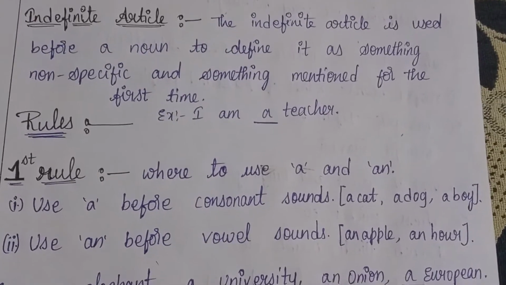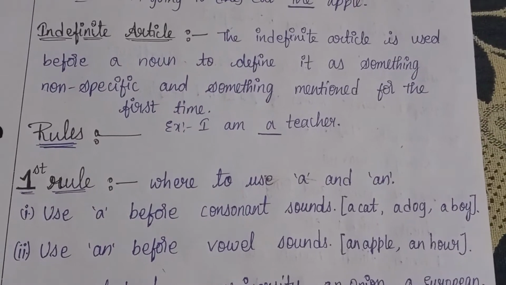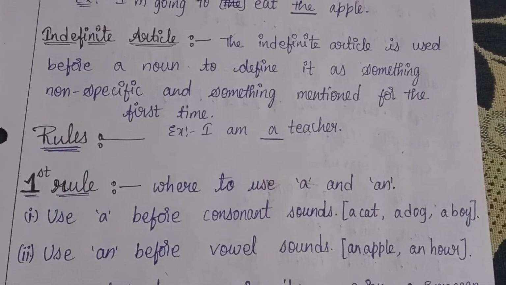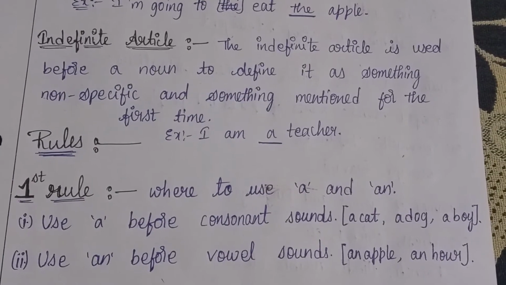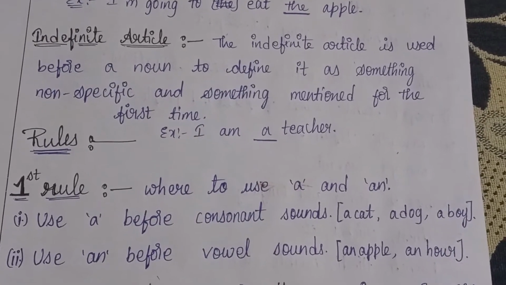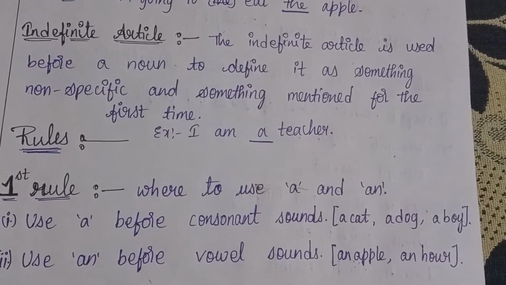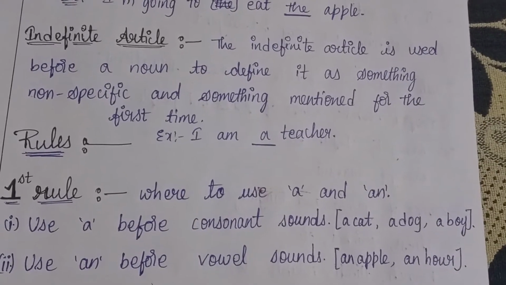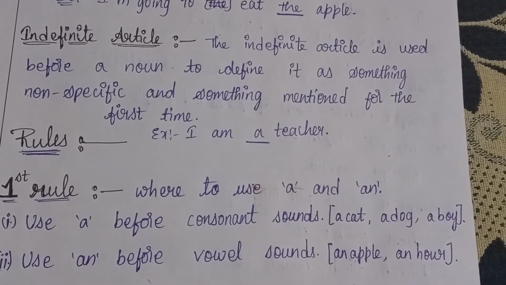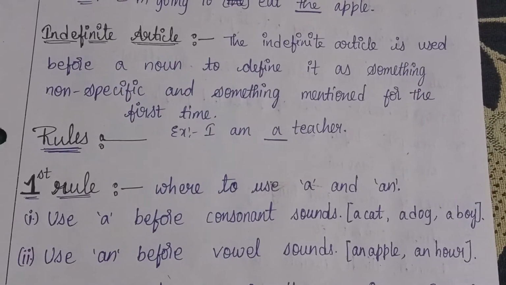And use an before vowel sounds. The vowel sounds are A to Ah. So here, an apple: the A sound is a vowel sound, so we are using an over here. And an owl, where the O sound is also a vowel sound, so we should use the article an over here. So this is about the first rule.